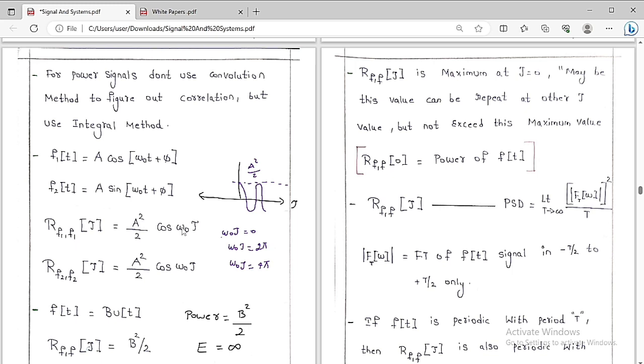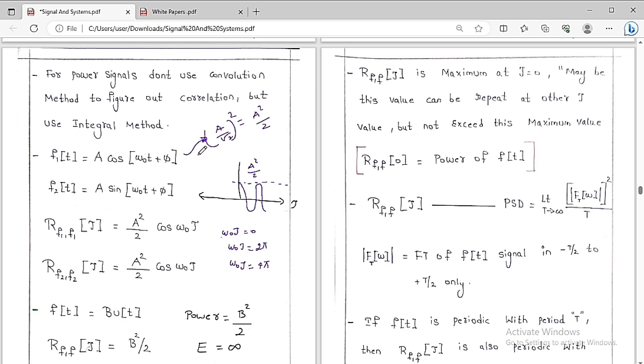So for this signal, what is the power? The power is nothing but the RMS value squared. What is the RMS value? A by root 2. So do the square of that, and it is equal to A squared by 2. So this is the same thing, right? This maximum value itself is nothing but the power present in the signal.